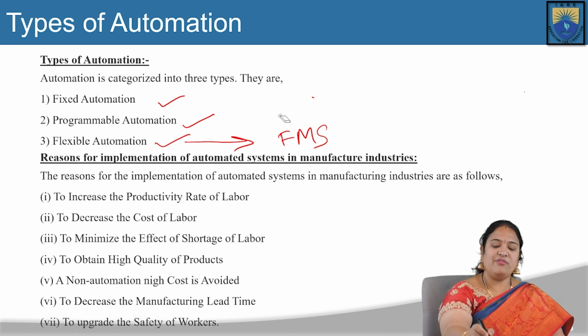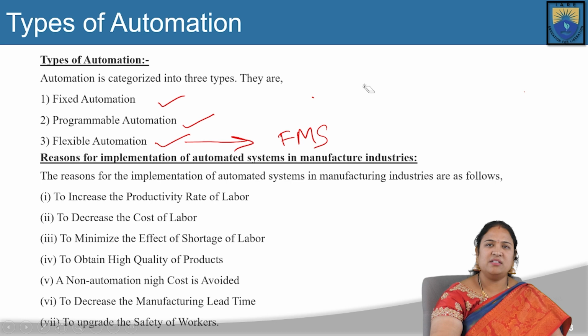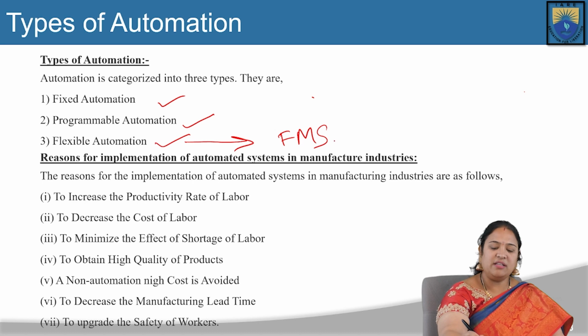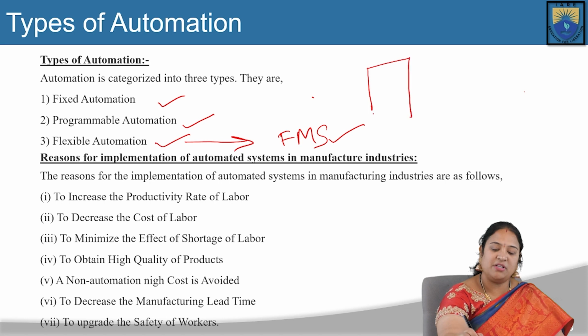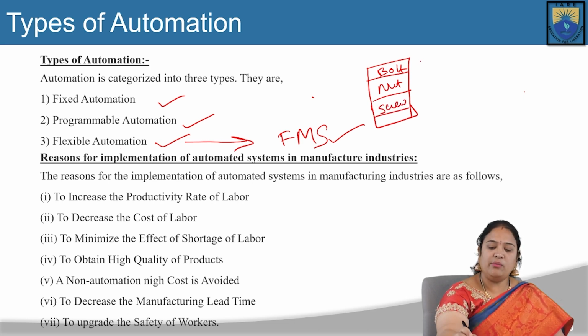The best example for flexible automation is the flexible manufacturing system. So here in this, what is happening in the flexible manufacturing system? The production is flexible, right? That is, we can change. For example, this is our machine, right? Here we need to design a bolt. Here we need to design a nut, some screws to be designed, right? So in one particular machine we are inputting three different programs.